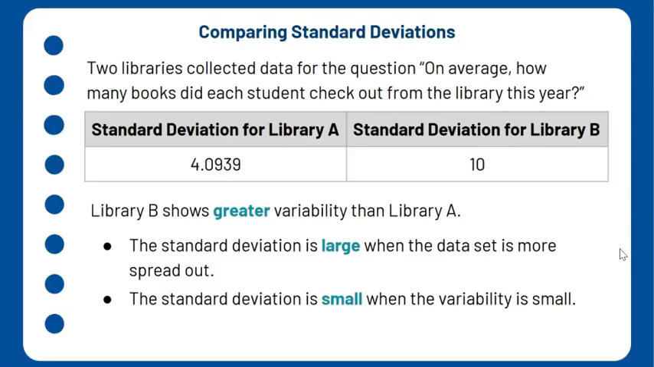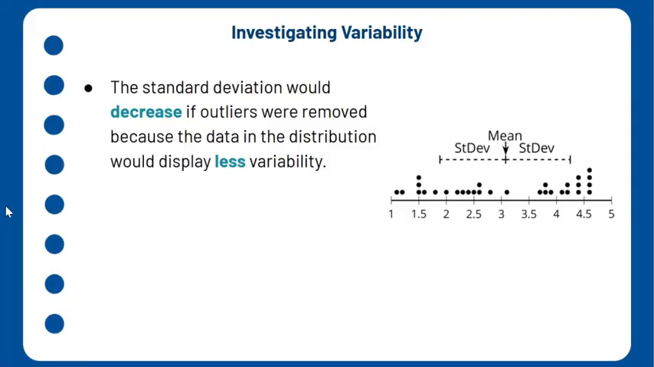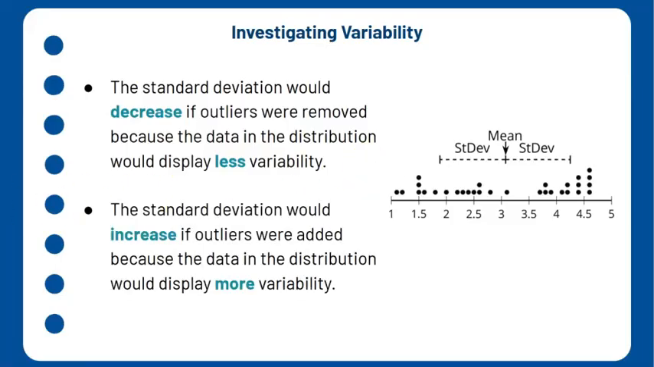Let's discuss further how standard deviation is a measure of variability. Here's a dot plot that shows how much food in ounces each cat at an animal shelter ate for breakfast. In this example, the standard deviation is 1.194, and the MAD is approximately 1.09. We know standard deviation measures variability. Like the MAD, the standard deviation is impacted by the addition and removal of outliers in the dataset. The standard deviation would decrease if outliers were removed because the data in the distribution would display less variability. This means that the standard deviation would increase if the outliers were added because the data in the distribution would display more variability.